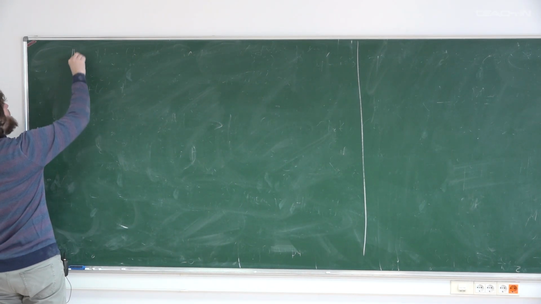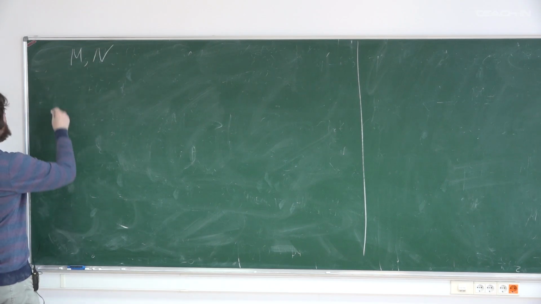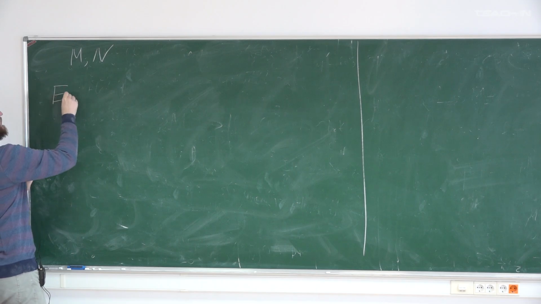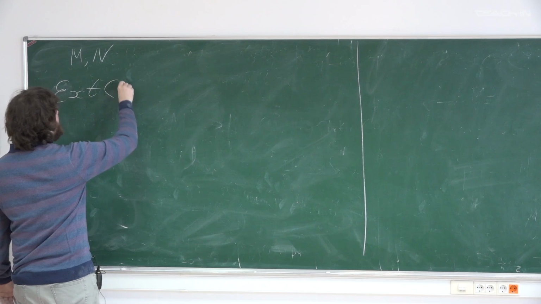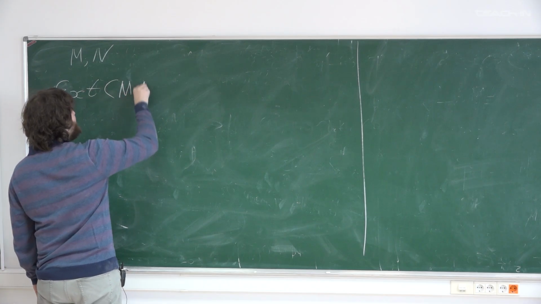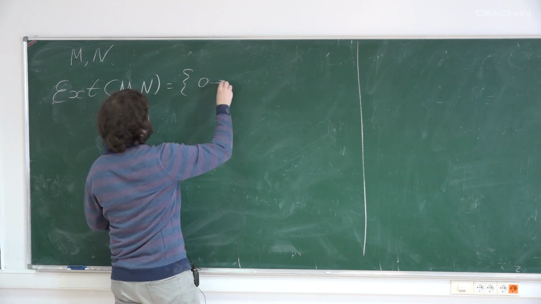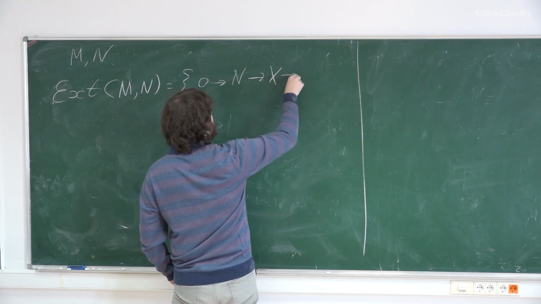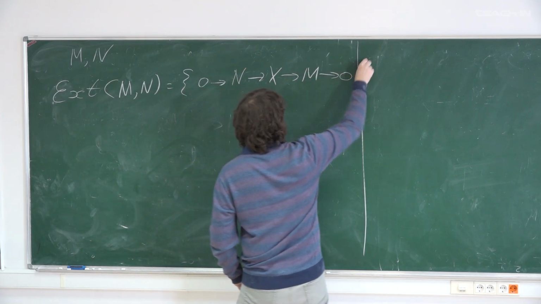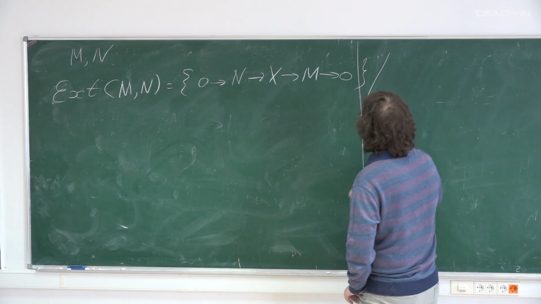Consider two modules M and N. Consider the following set: the set of extensions of M by N. It's a set of short exact sequences, an extension of this form, modulo isomorphism.